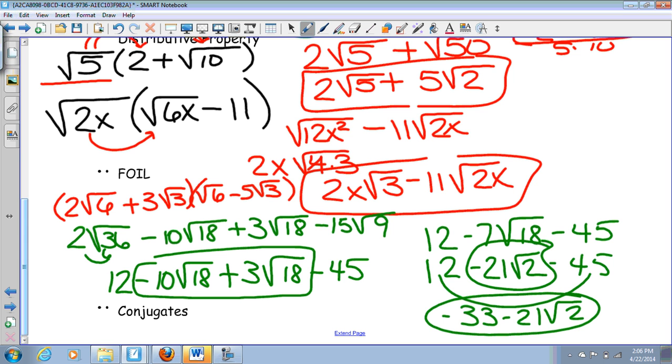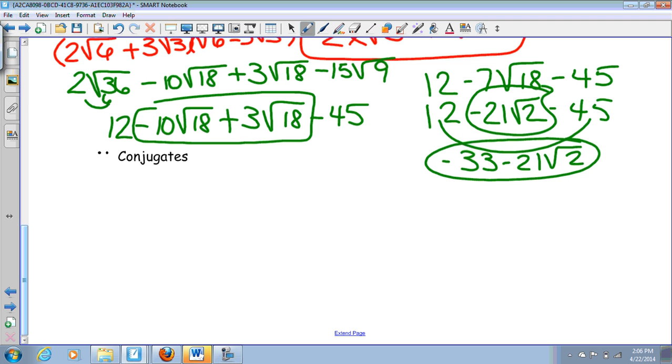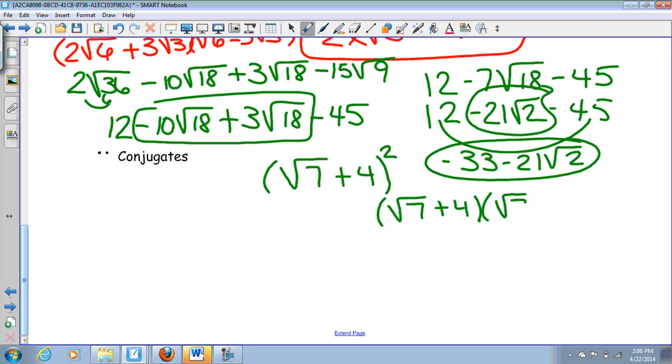I want you to do this one. We're going to talk about conjugates in another video. The square root of 7 plus 4 squared. Okay, what does that mean? Well, that means the square root of 7 plus 4 times the square root of 7 plus 4. You go through and find the result of that and show me before moving on to your guided practice.